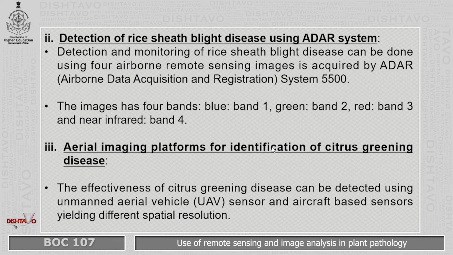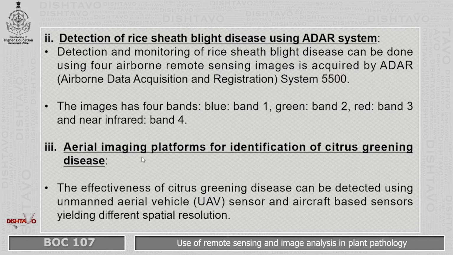The second one is detection of rice sheath blight disease using ADAR system, wherein detection and monitoring of rice sheath blight disease can be done by using airborne remote sensing images that are acquired by ADAR, that is Airborne Data Acquisition and Registration System. Now, the images have 4 bands: the blue band, that is band 1, green band, band 2, red, band 3, and near infrared, that is band 4.